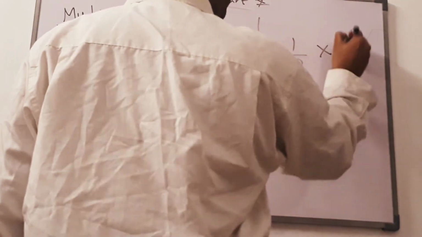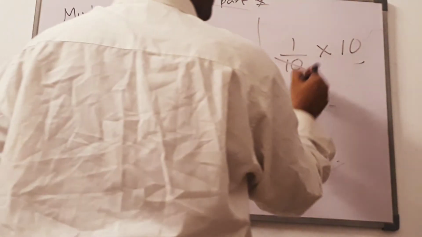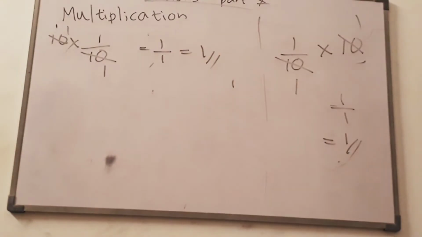Suppose a sum like this. 1/10, 10 times 1/10 or 1/10 times 10. 10 and 10 can be cancelled. 10 is a factor of both the whole number and the denominator. 1 and 1. 1 times 1, 1 over 1. Answer is 1.